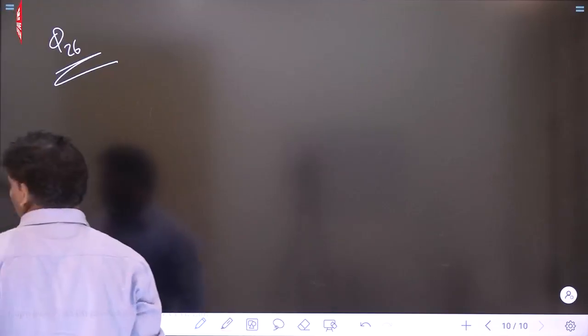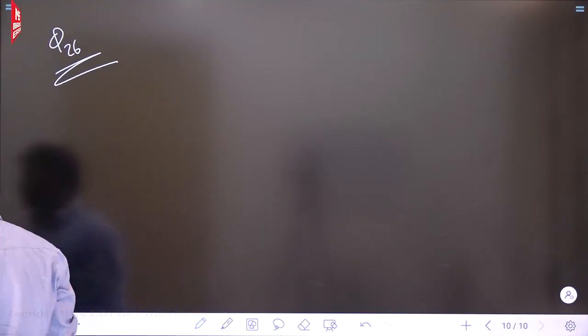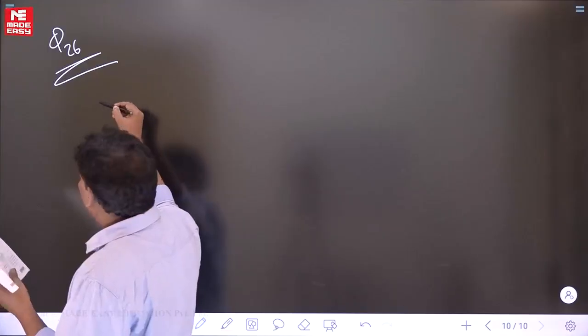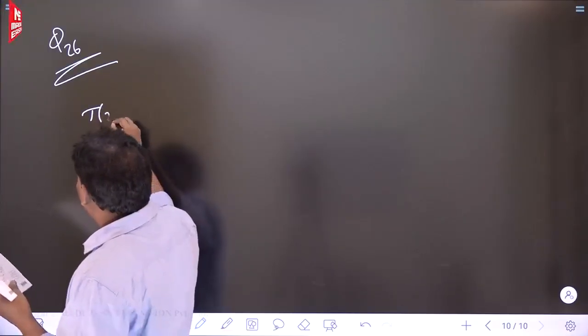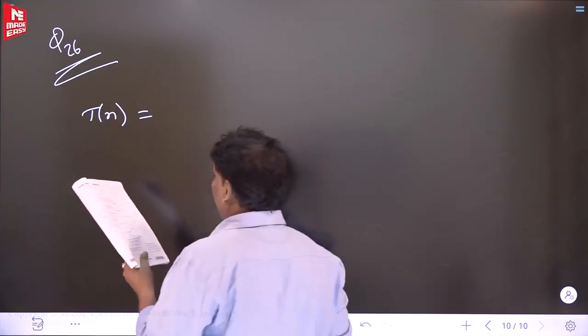Question number 26, one program is given, and they are asking the number of correct assertions. If you see S1, S2, S3, they are asking about time complexity only. How to find the time complexity of a recursive program? Write the recurrence relation. For Bar of n, the time complexity Tn is equal to.